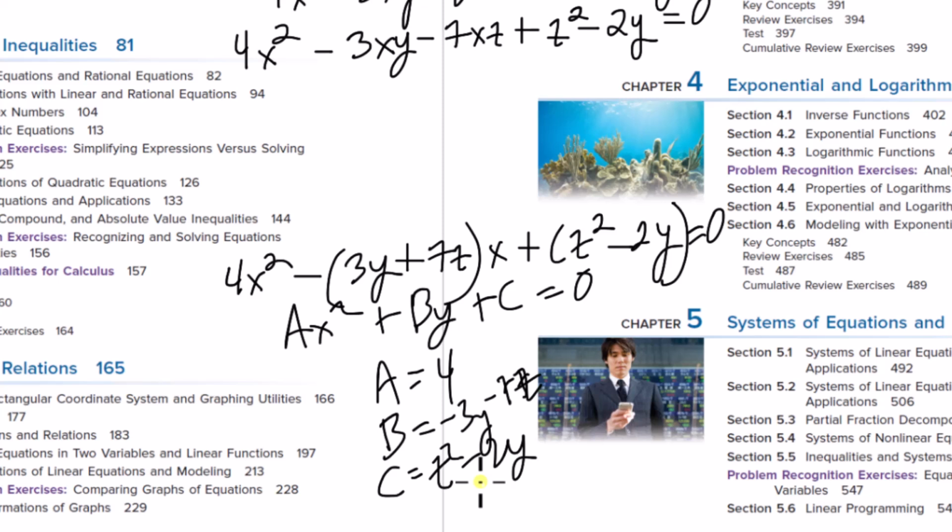Now, what we're going to end up with is a principal square root with b squared minus 4ac under it. And so then we'd have to analyze what values of y and z would make that expression negative, and that's not going to be a solution unless we're allowing for imaginary solutions.